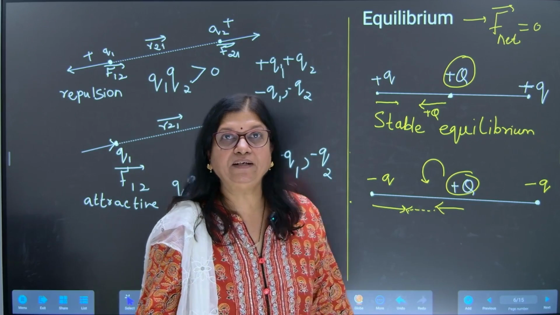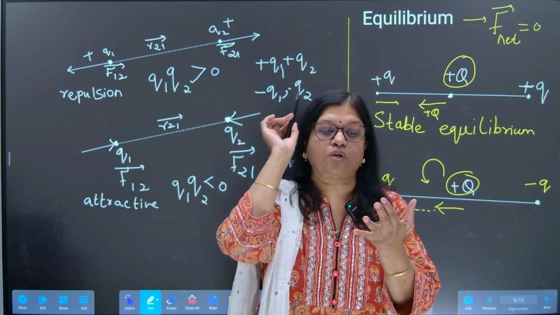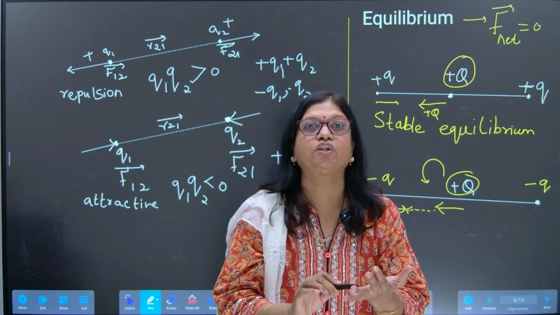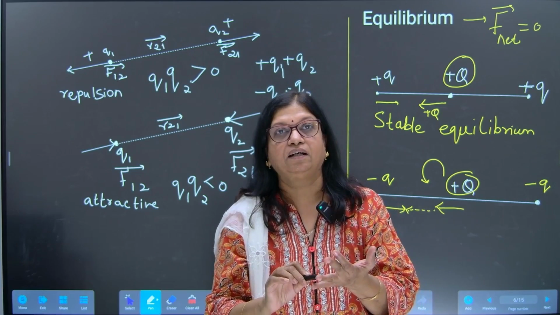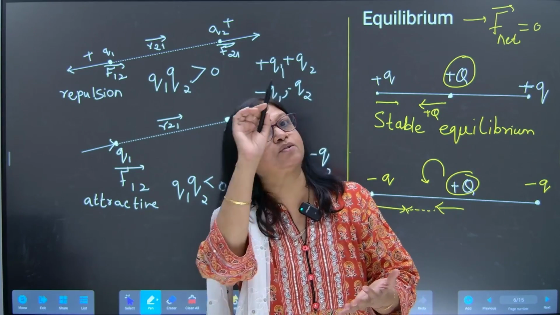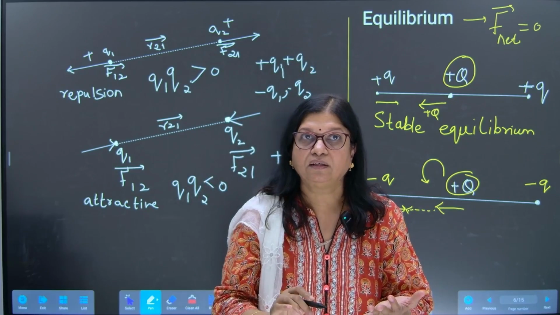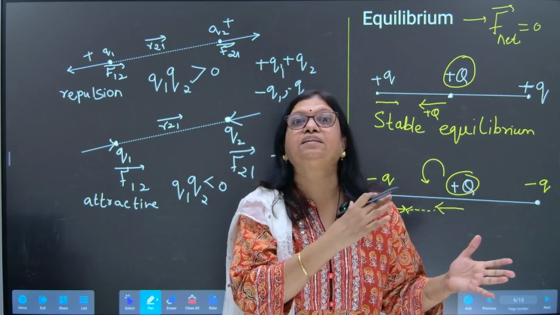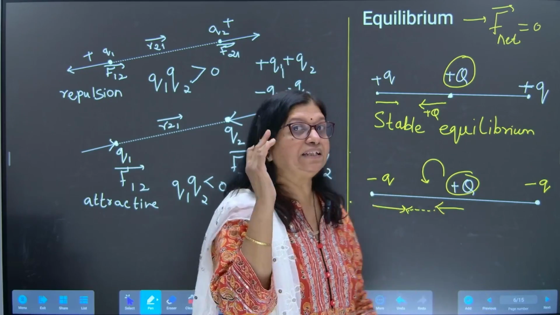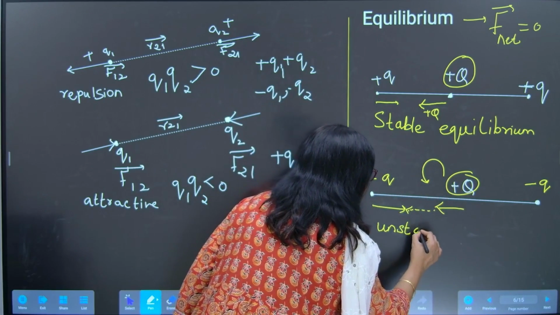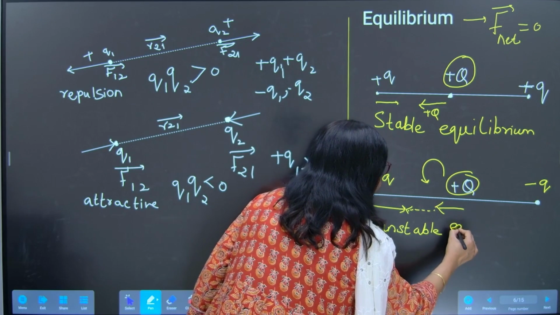So what has happened? The system was already in equilibrium. When I changed the position of one of the charges, it did not go back to its original position. It ran towards another, new position. Then such an equilibrium is called unstable equilibrium.